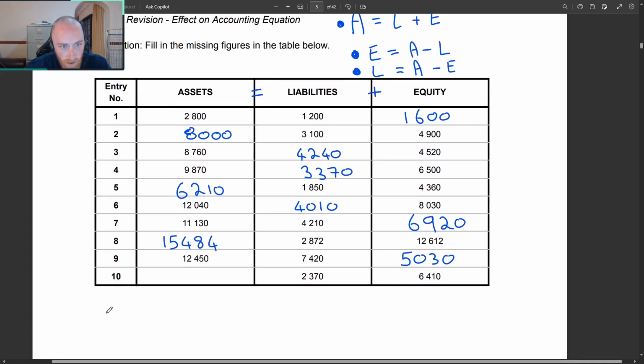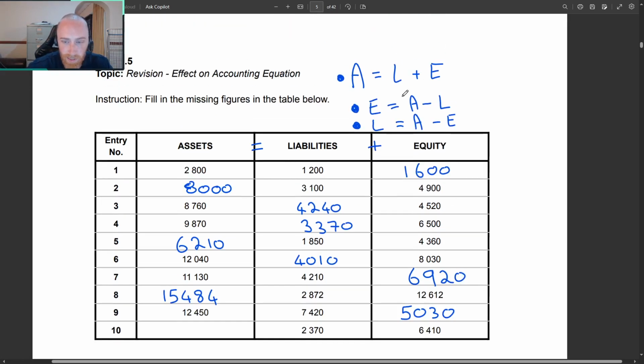Then we do not have assets, but we do have liabilities and equity. Assets equals liabilities plus equity. So we're going to add those two figures together, which we can do in our head. 2,000 and 6,000 makes 8,000. 370 plus 410 is 780. So 8,000 plus 780 is 8,780.